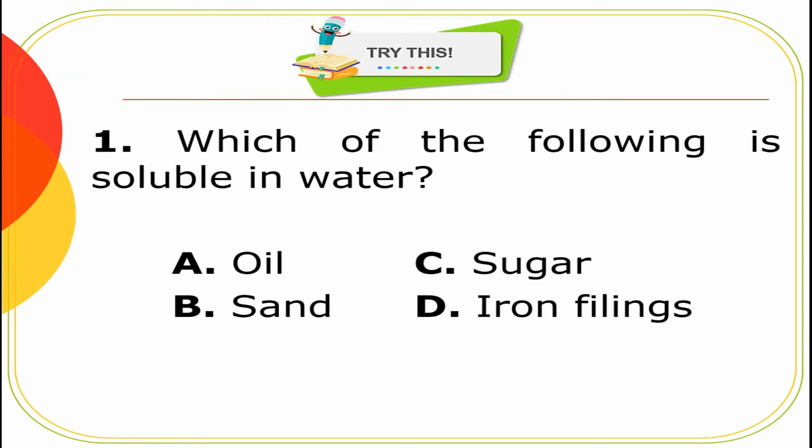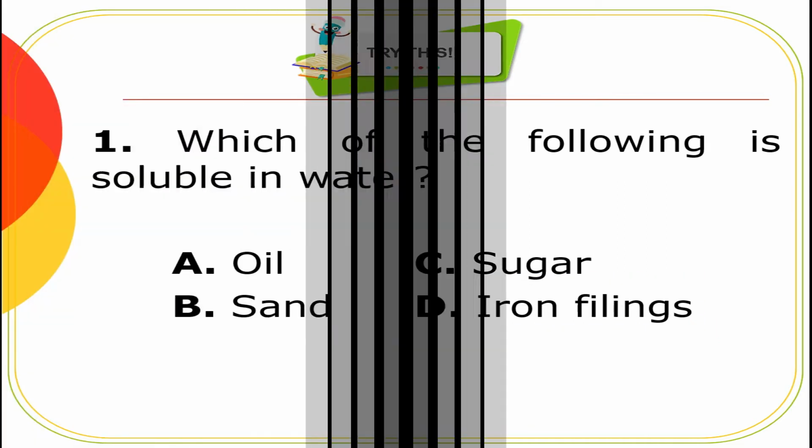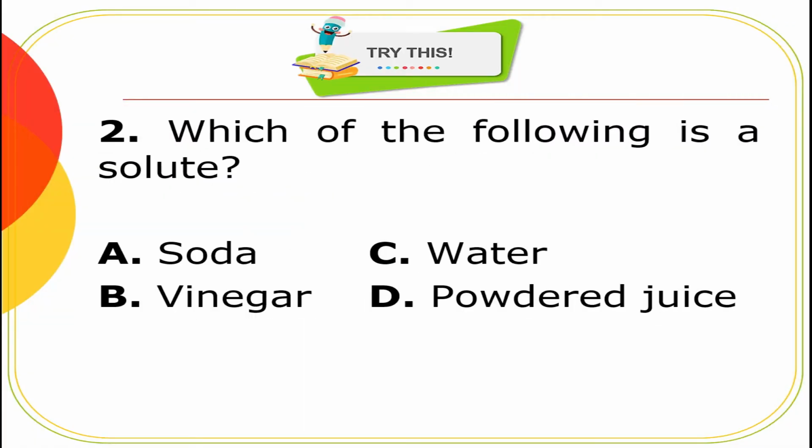Number 1. Which of the following is soluble in water? A. Oil. B. Sand. C. Sugar. D. Iron filings. Number 2. Which of the following is a solute? A. Soda. B. Vinegar. C. Water. D. Powdered juice.